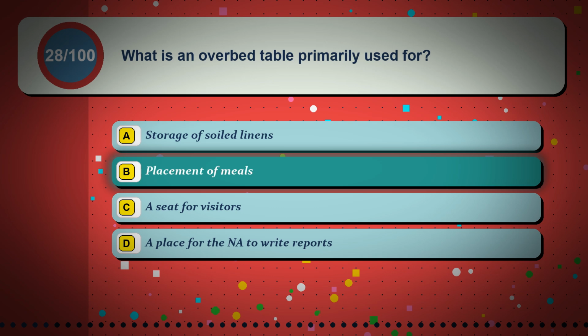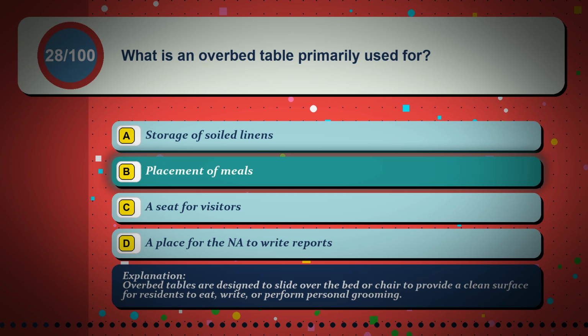The correct answer is option B, placement of meals. Overbed tables are designed to slide over the bed or chair to provide a clean surface for residents to eat, write, or perform personal grooming.